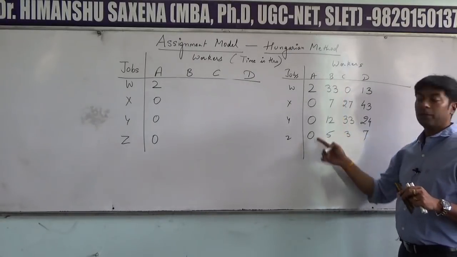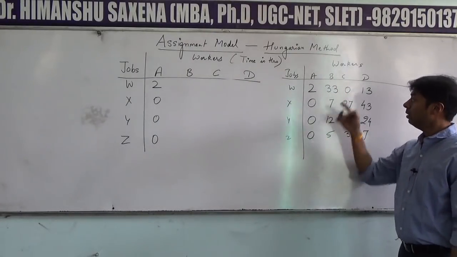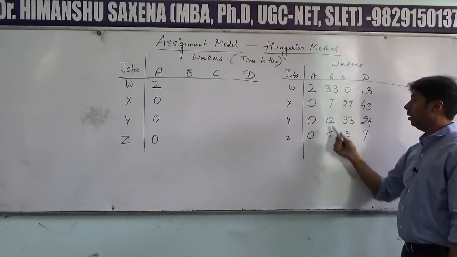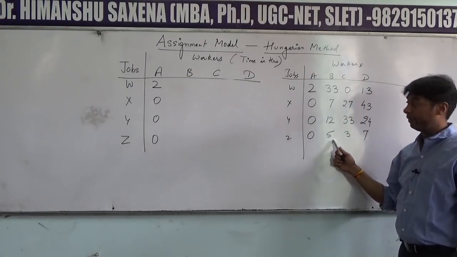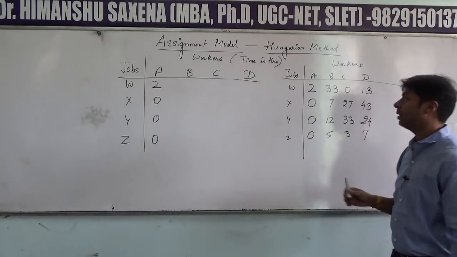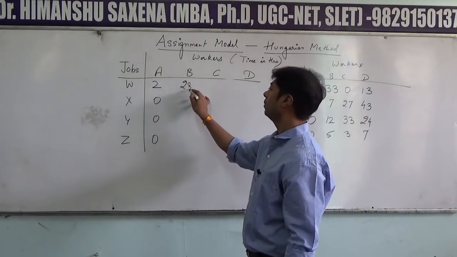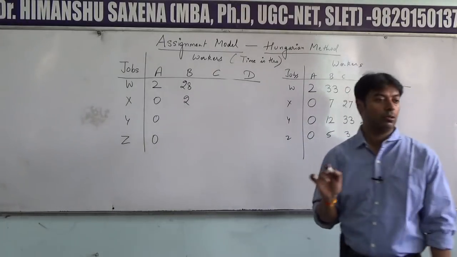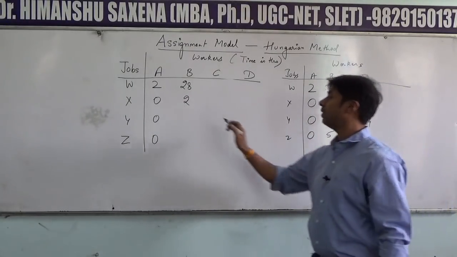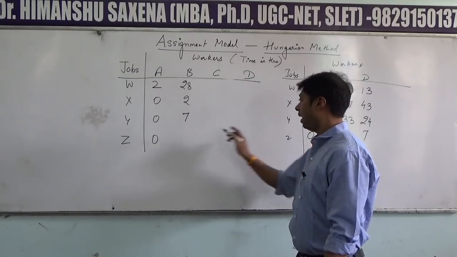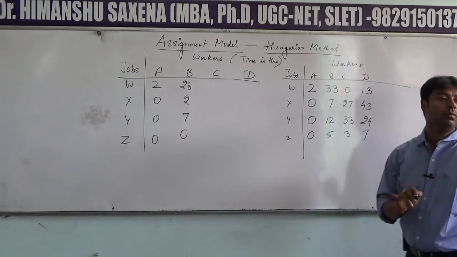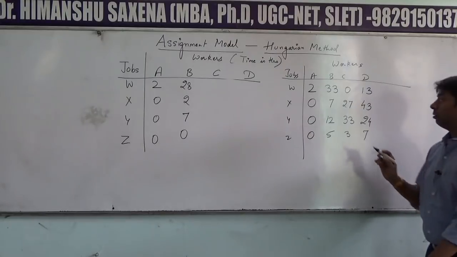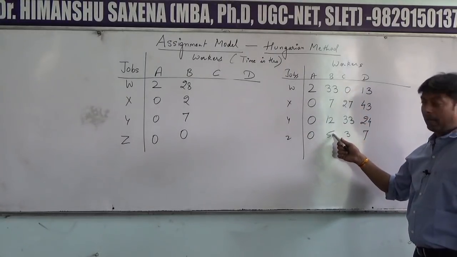All the values eventually will be same. So in the first column, the minimum was 0. In this second column, the minimum element is 5. Now we subtract 5 from 33, we will have 28. Then 7 minus 5 will be equal to 2. 12 minus 5 will be 7. And 5 minus 5 will be equal to 0. So the second column has been done.